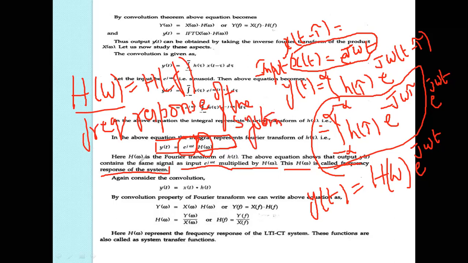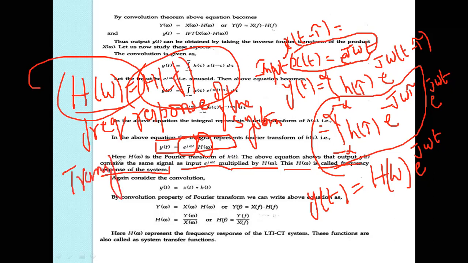In some examples, if they ask to find out the frequency response of the system, it means how to find out H of f or H of omega. So you can also call it a transfer function. Both functions are the same. Either we can call it the frequency response of the system or the transfer function of the system. So H of omega is the frequency response of the system.